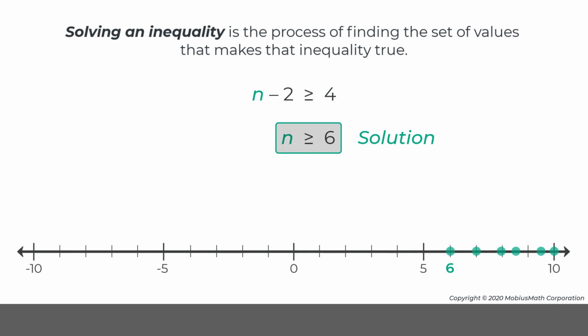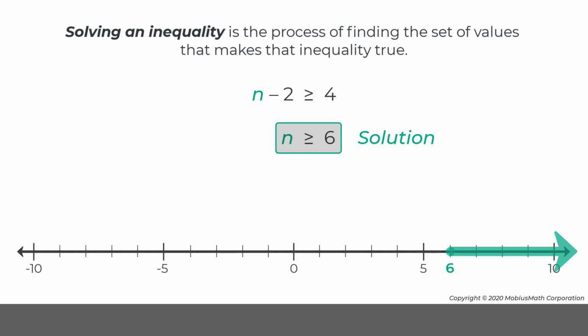If all of the points for all of the values that make this inequality true are graphed, every point starting at n equals 6 and to the right will be plotted on the number line. Note, this includes points for decimal and fractional values that are greater than or equal to 6. Notice that all of these points form a shaded line that starts at n equals 6 and includes all of the points to the right of n equals 6.